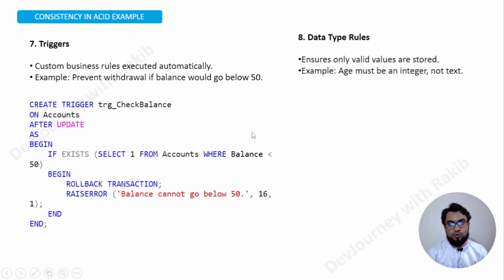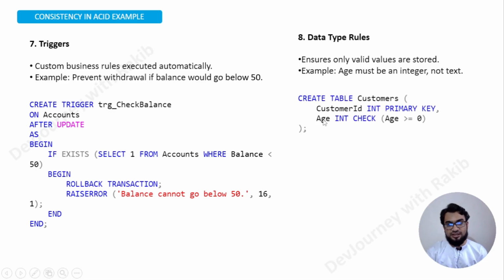Data type rules ensure only valid values are stored. Example, age must be an integer, not text. Here in the age field, it will be integer, and we check the age must be greater than or equal to 0. That is some built-in consistency rule in MS SQL Server.